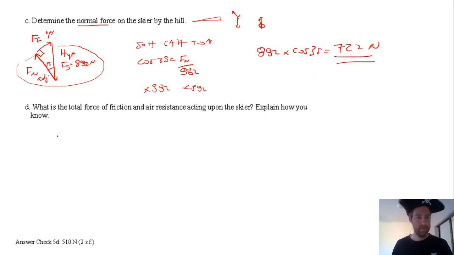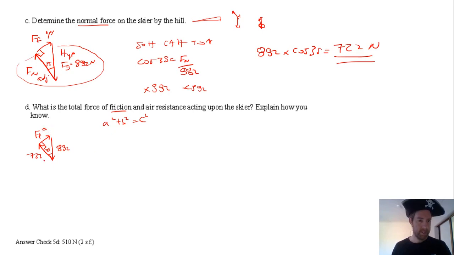Determine the force of friction and air resistance acting upon the skier. Force of friction, there's the old 90, 882. I now know this one's 722, and this is 35. Now I could do a SOHCAHTOA to work out this last one, the friction. But I could do it a different way. I could do my Pythagoras, a squared plus b squared equals c squared. So let's change it up just because we can.